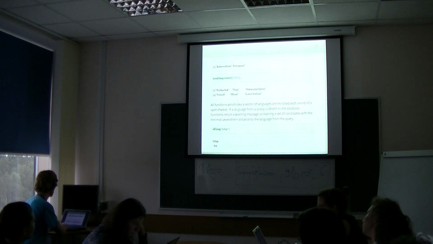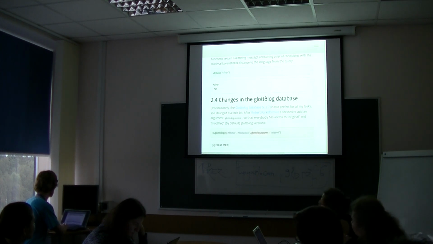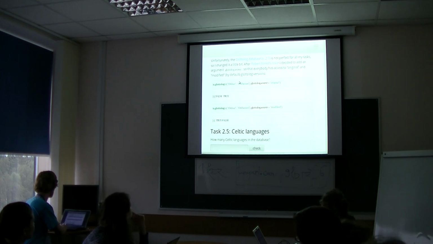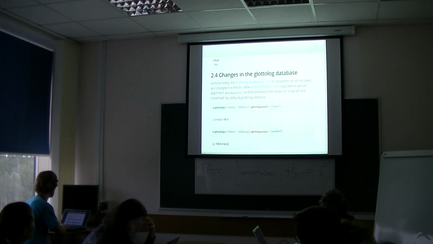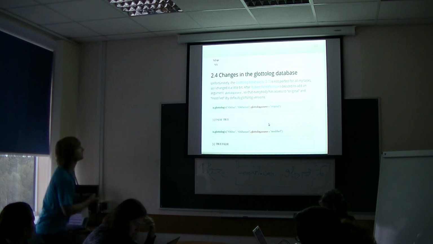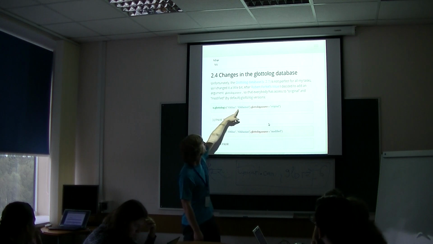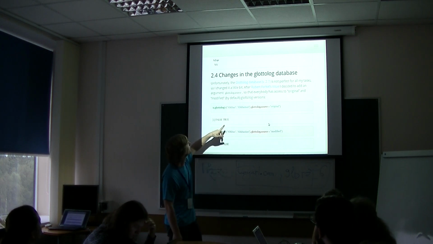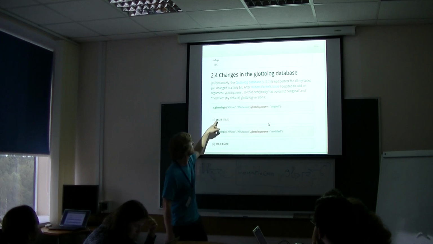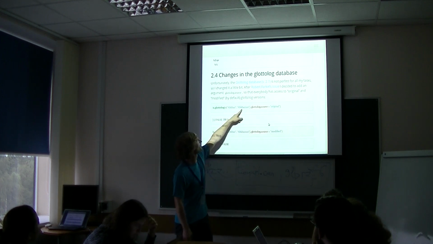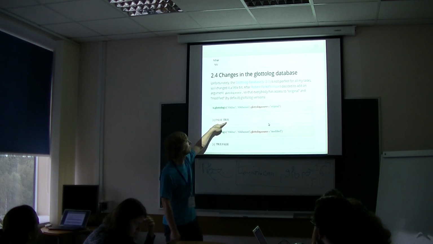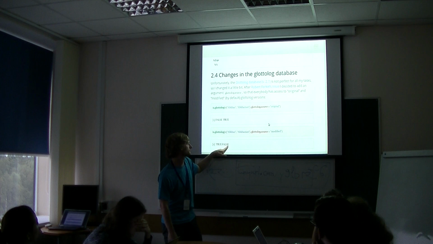Okay. So there are some changes in the glottolog database. Here, for instance, how do you name Abkhaz and Abkhazian? In the original version of glottolog, Abkhaz is false and Abkhazian is true. But after my changes, Abkhaz is true and Abkhazian is false.